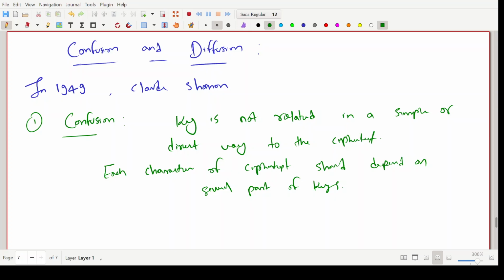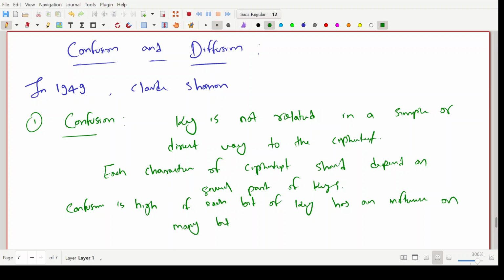Therefore, confusion is high if each bit of key has an influence on many bits of ciphertext. Okay, this is what confusion means.